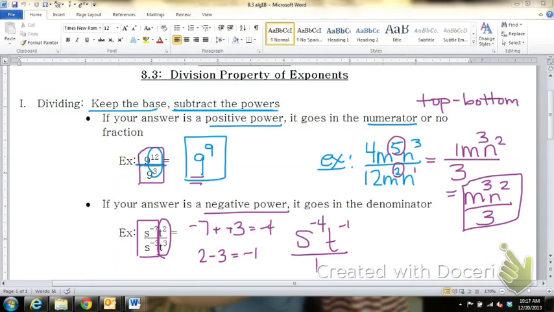Now remember, this is really like over 1, so negative powers in the top need to move to the bottom. So s to the positive 4, t to the positive 1, but I'm not going to put the 1. And if everything's gone out of the numerator, you just put a 1 up top. You have to put the 1 to hold the place. Okay, so that's dividing with exponents. Let's pause the video and we'll try some examples in class.